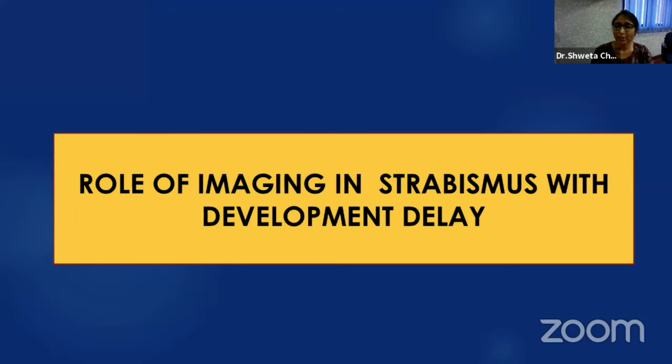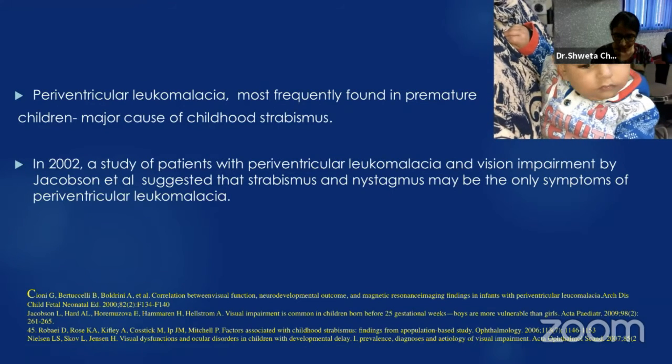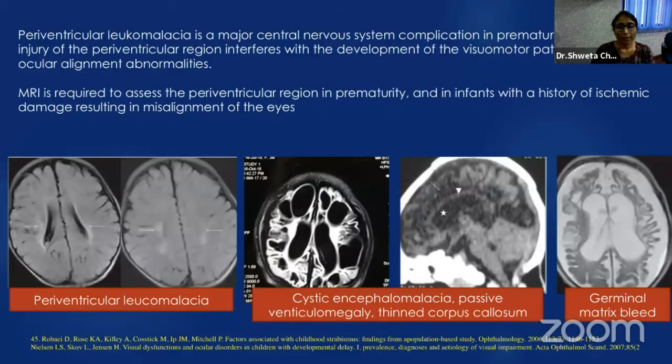Role of imaging in strabismus with developmental delay. Periventricular leukomalacia is often seen in premature children who often present with strabismus. And in 2002, a study showed that strabismus and nystagmus can be the only symptoms presenting with periventricular leukomalacia. So the imaging findings can very well detect periventricular leukomalacia.